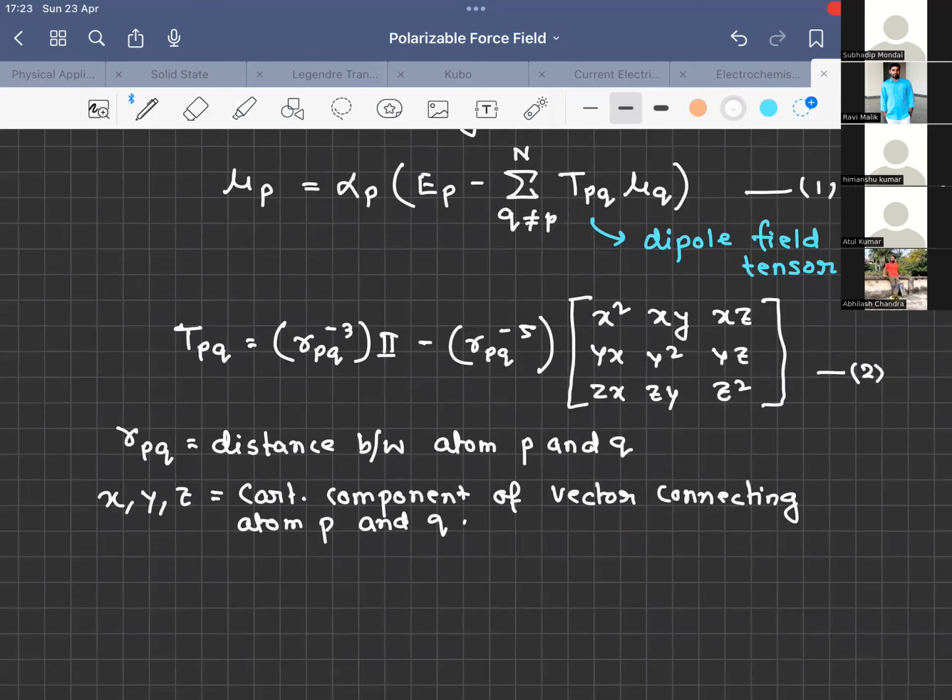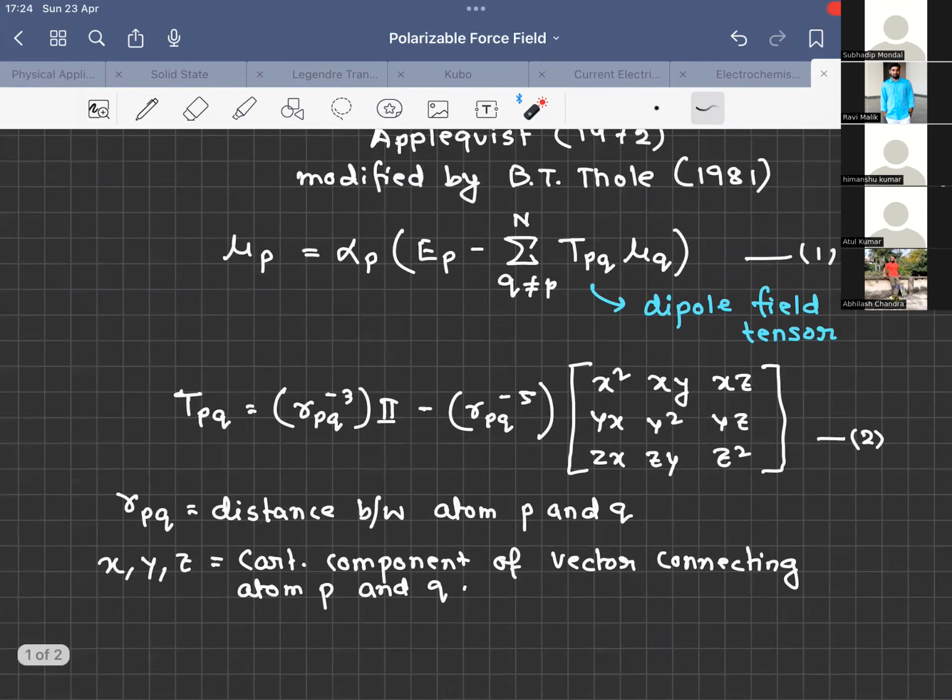Hello, Subhajit. Yes, I have a couple of doubts. The first term in T_PQ, 1 upon R_PQ cubed, is the dipole-dipole interaction term, I think, with the unit matrix. And the second term, 1 upon R_PQ to the power 5, is the dipole-induced dipole interaction term, right? Yes, this is the dipole-dipole, and this is the dipole-induced dipole interaction term. Then in equation 1, we are subtracting the dipole tensor times the induced dipole of other atoms. Why are we subtracting this?